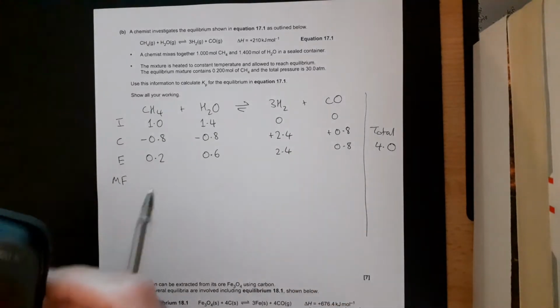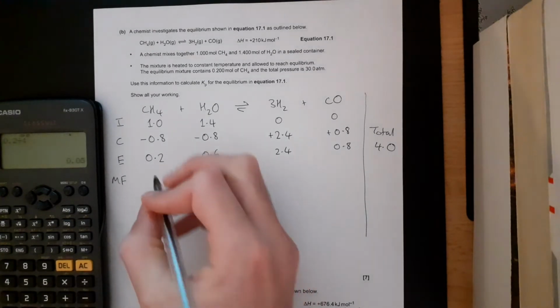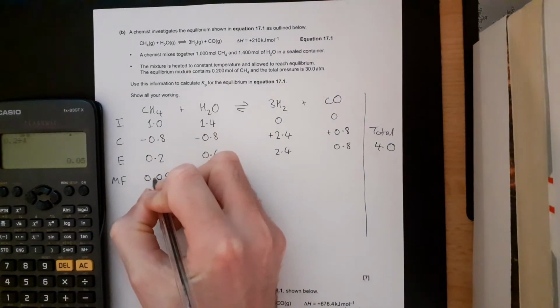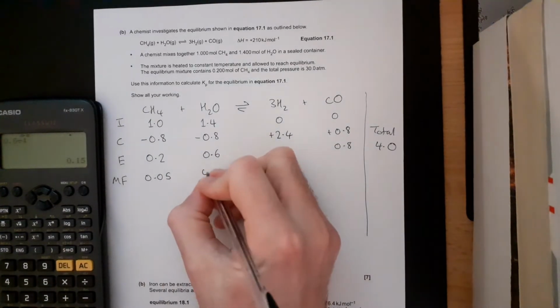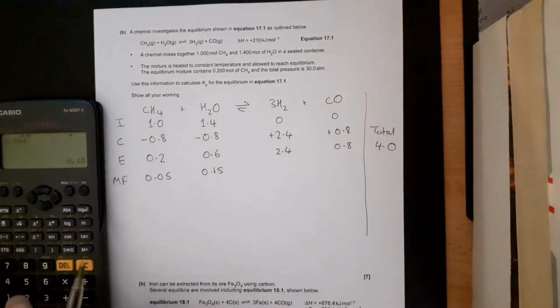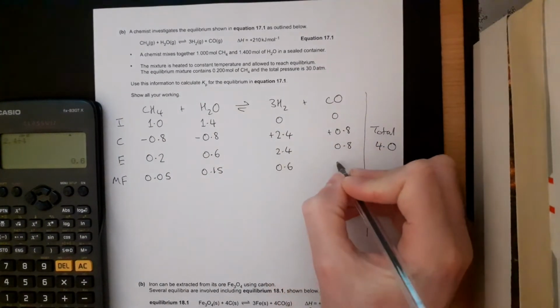So then we just need to do each of these divided by 4. So I am just going to do this on the calculator in case I mess this up. So we've got 0.05, 0.15, 2.4 is 0.6, and that's going to be 0.2, isn't it?